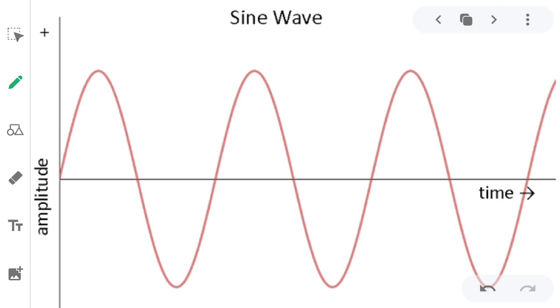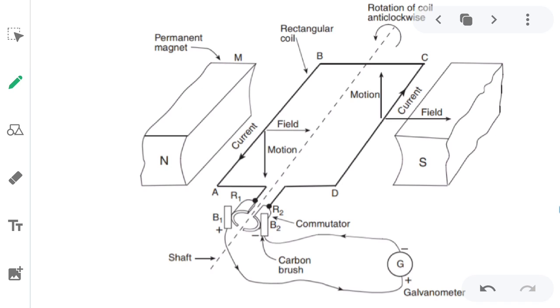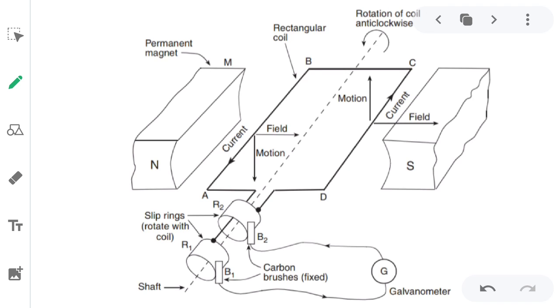Now we will see the construction and working of a DC generator. So a DC generator is not much different from the AC generator. Okay, you can see that the construction looks almost the same. The only difference is we are using commutators in place of slip rings. These two things, okay, in this picture you can see that this one is called a slip ring.